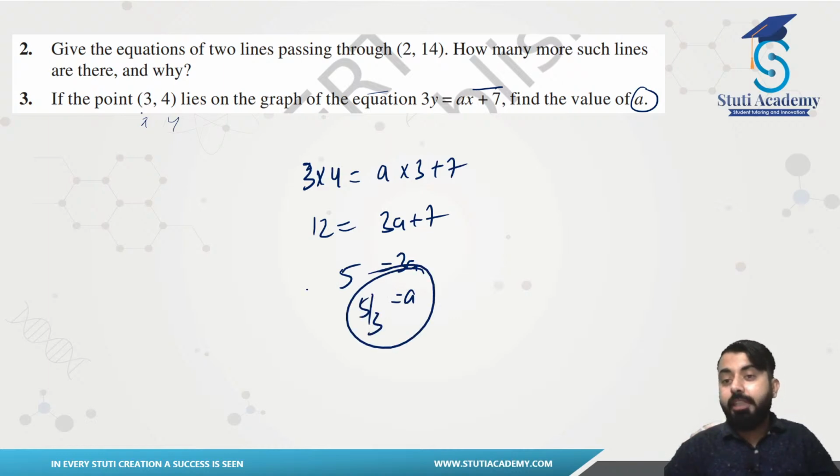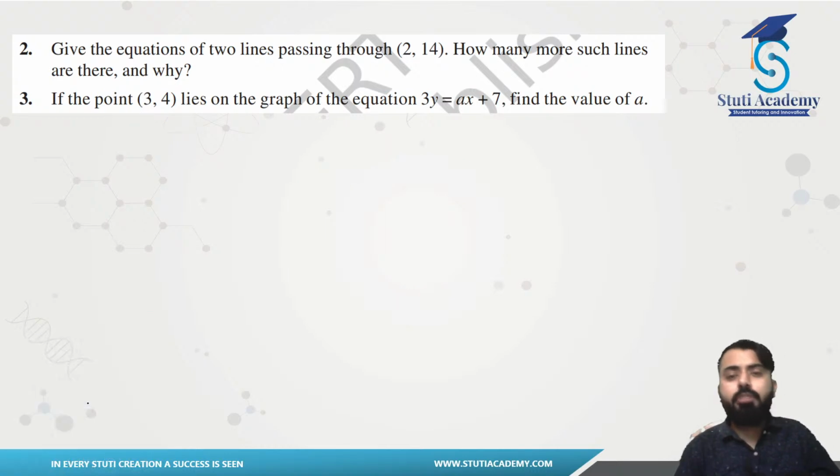Now in second part you have what? Give the equation of two lines passing through this point. Now you have to do what? Give the equation of two lines passing through this point. Now you have to write equation of two such lines that should be having this as coordinate. Now you can do what? You can assume it like this. Let's say 2x plus y, and let's just assume this one.